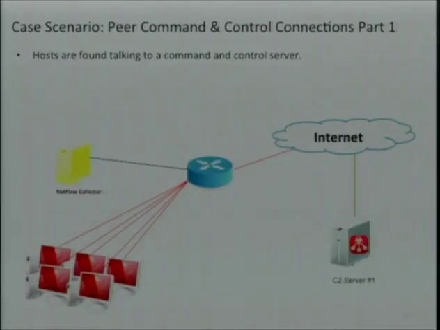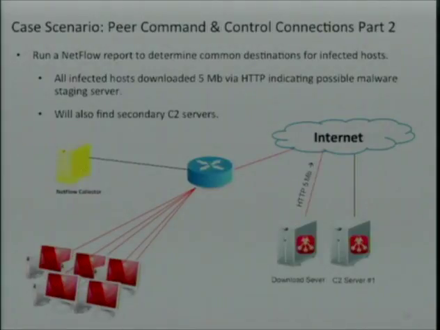Peer command and control connections. This goes along with finding botnets. You run a report and find out that you have 5 hosts communicating to a command and control server. You take it another step further and run reports for each of the hosts and all their outbound connections. In this example, all 4 hosts connected to a download server, and once you sift through all the other ports, you find there's another server in common, and this server is actually a secondary command and control server.